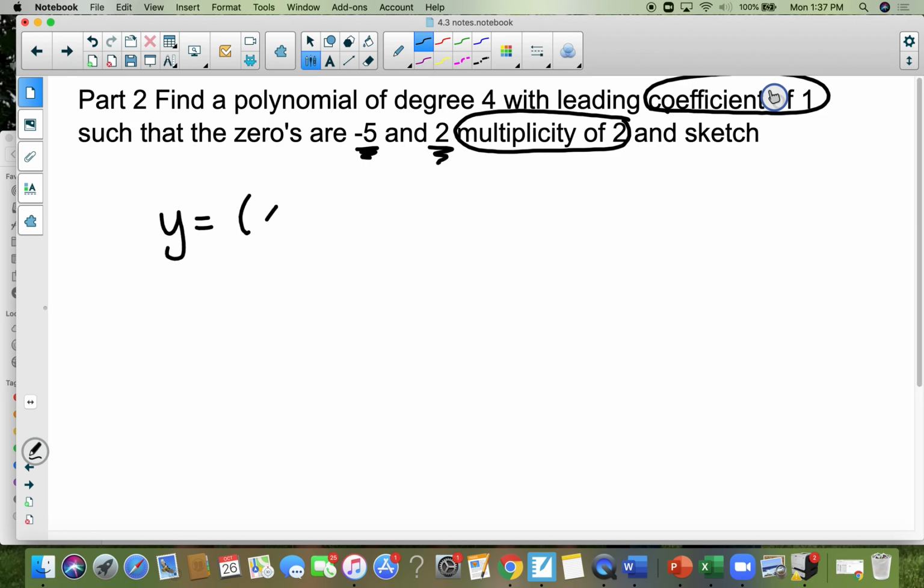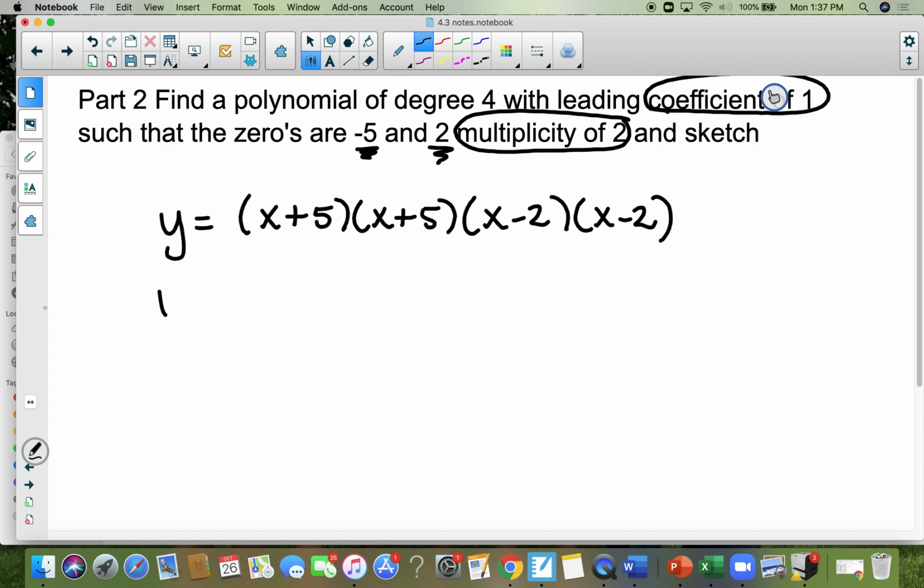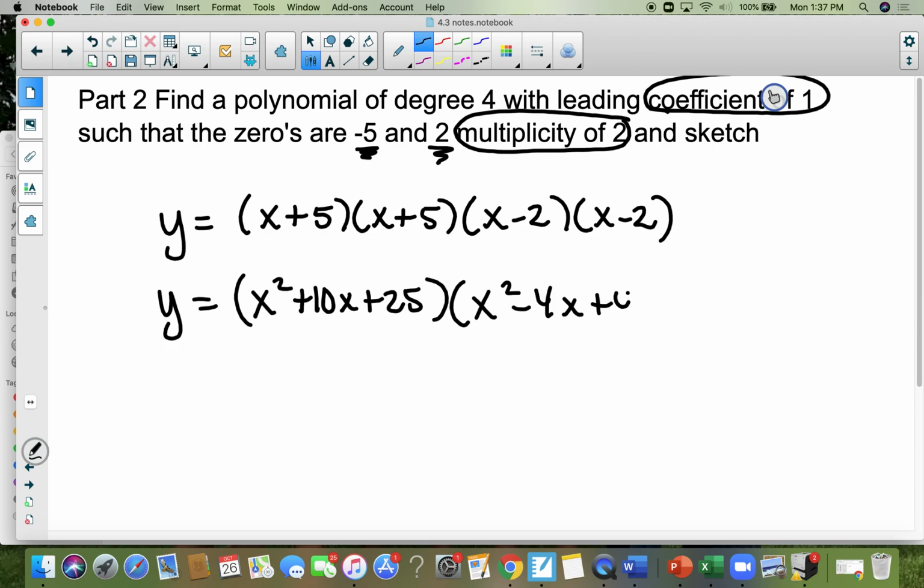Y equals. Negative 5 is a root, so you're going to put x plus 5 down twice because the multiplicity is 2, and 2 is a root. And you need 2 of them because the multiplicity is 2, which gives you x squared plus 10x plus 25. And here you're going to get x squared minus 4x plus 4. And your coefficient is 1, so you don't have to find the a.